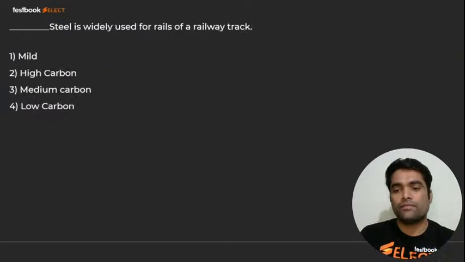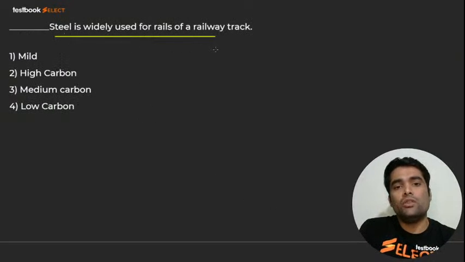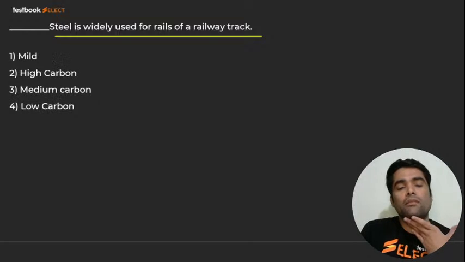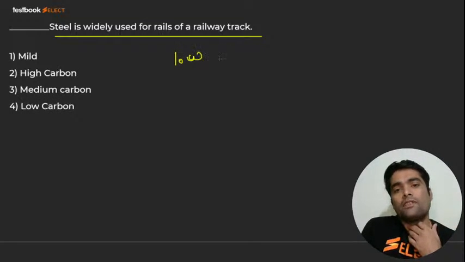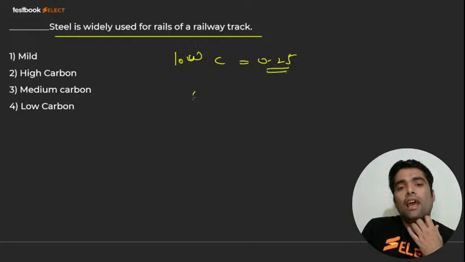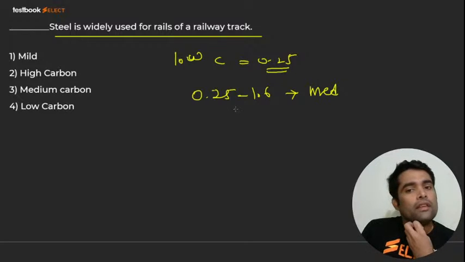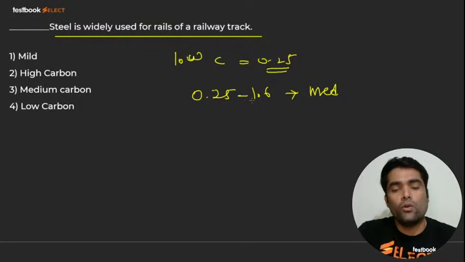Here I go for next. Steel is widely used for rails. Which steel? Mild steel, high carbon steel, mild steel? You should know that. Low carbon steel has a percentage of carbon of 0.25, only that much. And 0.25 to 1.6 is medium carbon. Yes, 0.25 to 1.6. Sorry, it's 0.25.